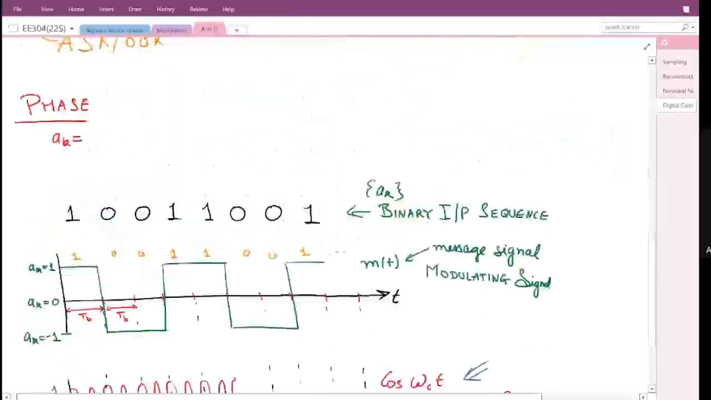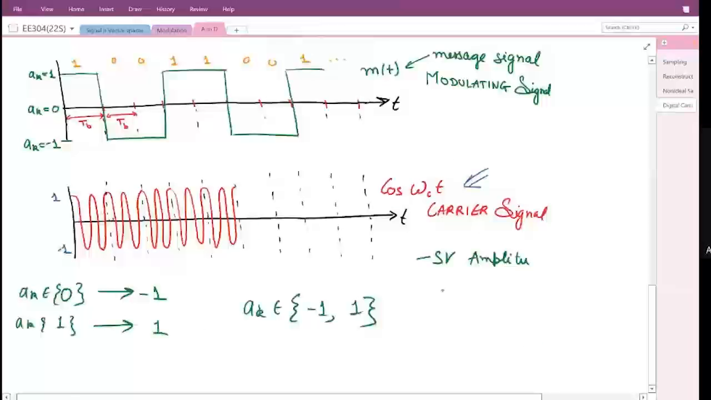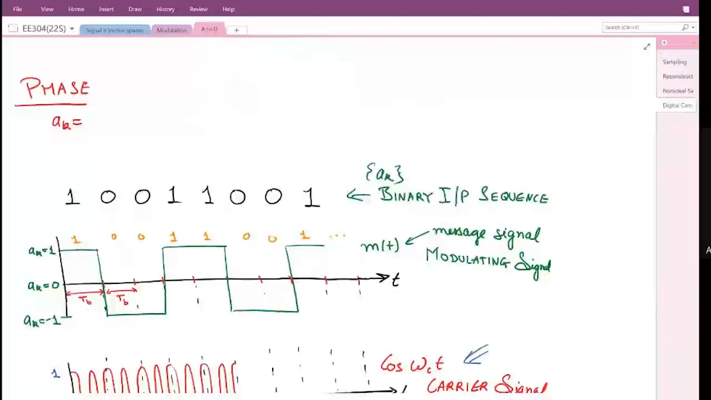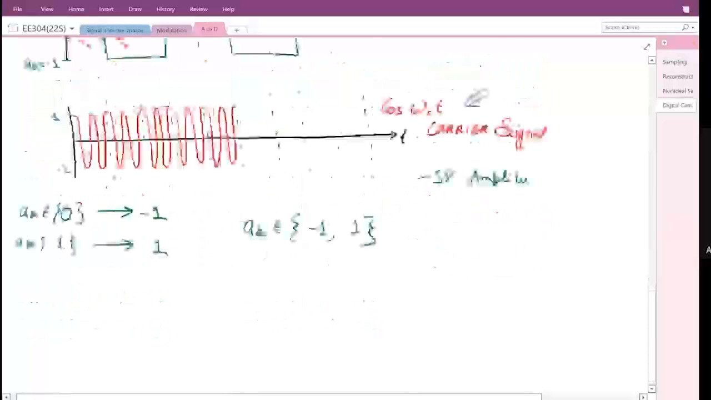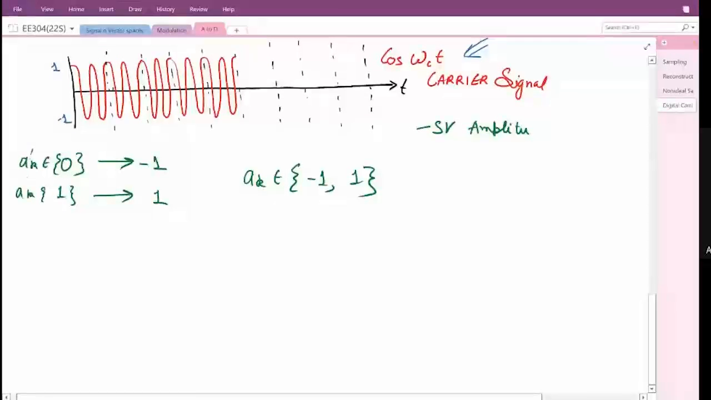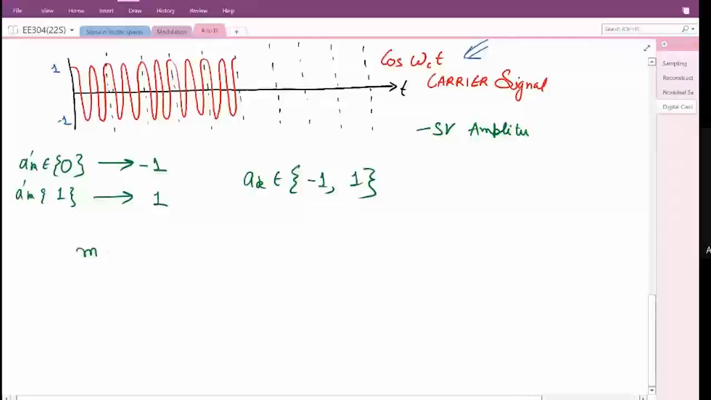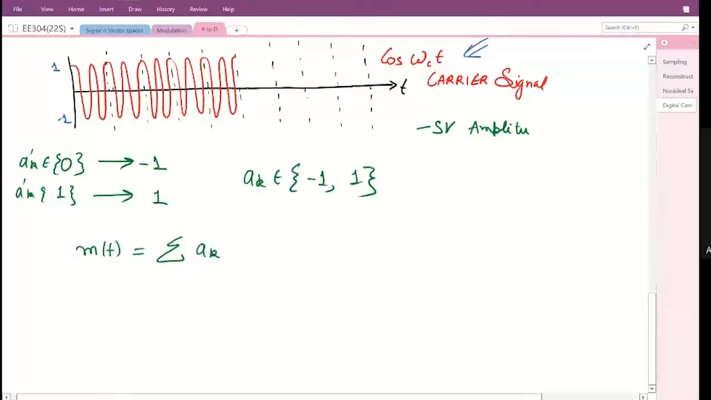So I should not say AK, I should say AK prime, because the sequence and the mapping are two different things. So here it should be AK prime. Then AK prime takes the values minus 1 and plus 1. In that case, if I have to write the message signal MT, it would be the same thing, because AK itself is doing the trick, where AK prime is now taking values plus 1 and minus 1 instead of 0 and plus 1.